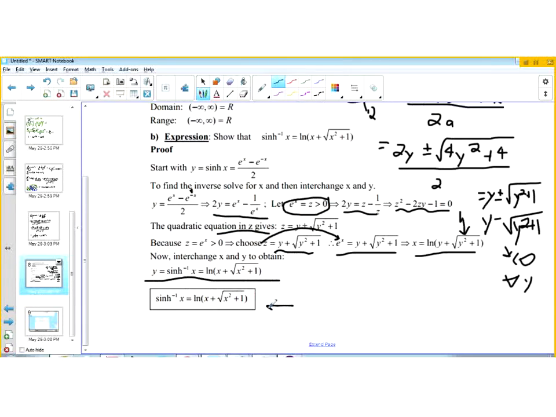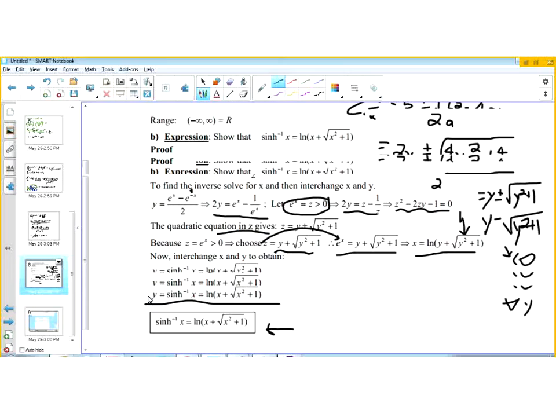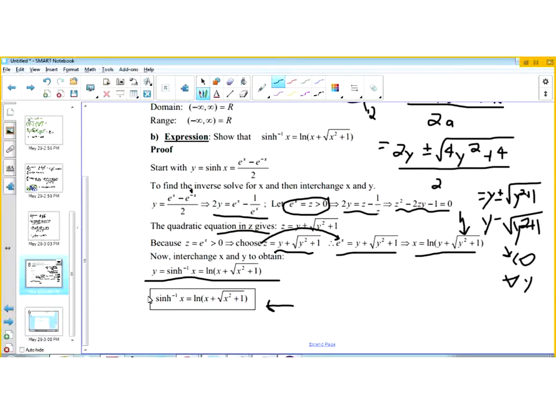So here's the formula, which you don't have to memorize, but understand how to derive. We can replace sinh inverse of x with its representation in terms of the natural log function. Then we can do the same processes for the other hyperbolic functions.